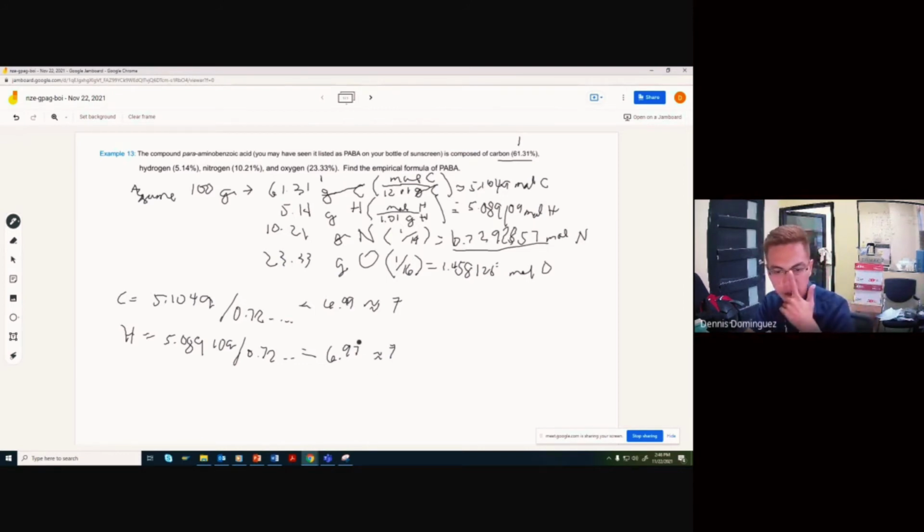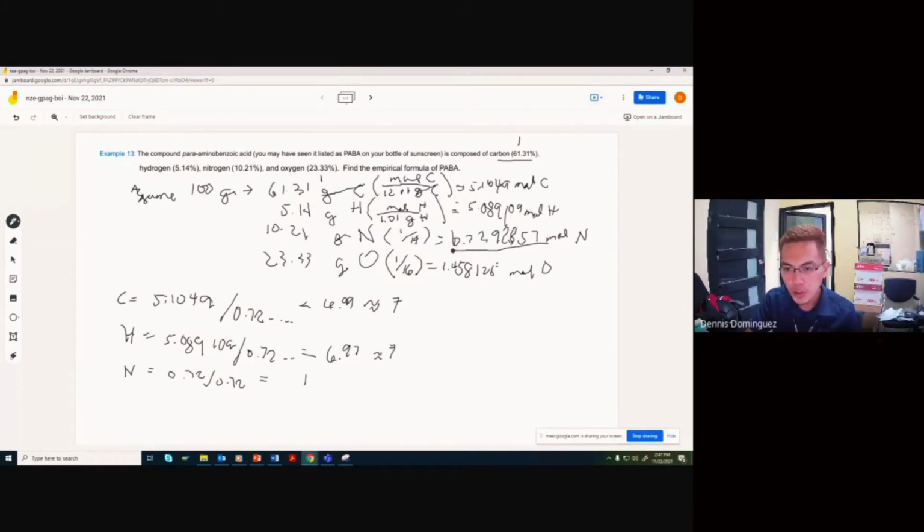Sir, pwede siya ma-round off, sir? Yes, pwede siya. But if 1 pa siya, di pa kayo siya mga 6.40 plus pa siya or 6.50, pero kani is ato ang i-round off lang siya. For nitrogen, ma-round off naman ang number. So that is 0.72 divided by 0.72, so equal to 1.